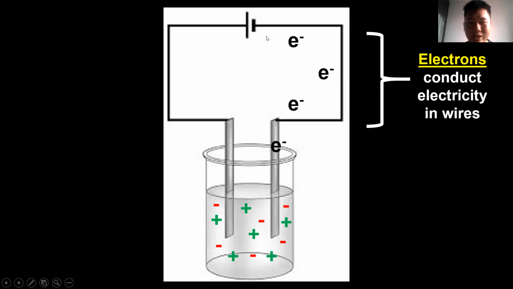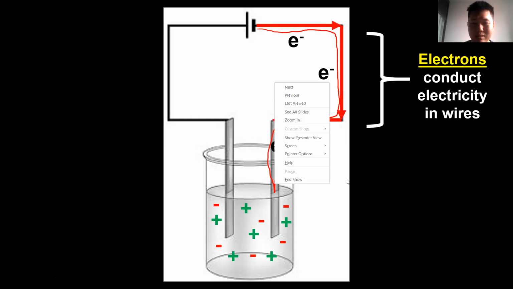So you can see here, the electrons from this battery will start to drive all the electrons in the wire. So the electrons will move over here, until they reach the electrodes.